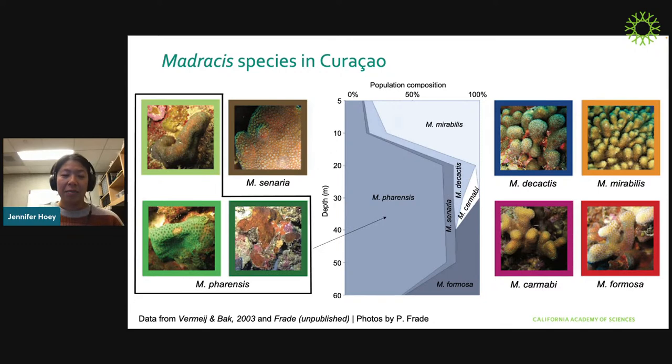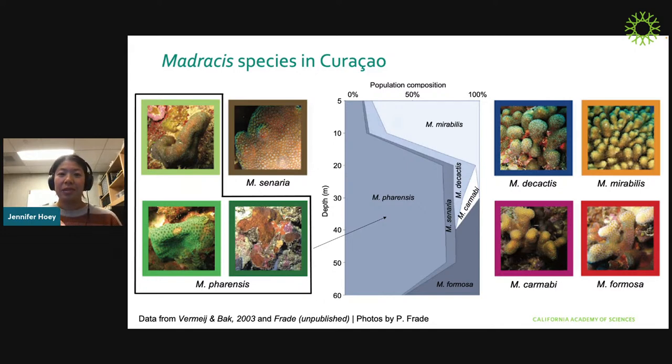And then finally, we have Madracis senaria, which you can see is quite common in all of the depth range. And it's also very diverse in terms of the colors you might see and also its shapes. So it can be encrusting to elevated off the surface. It can be purple, it can be green, it can be brown. And so it has a lot of different shapes and colors.